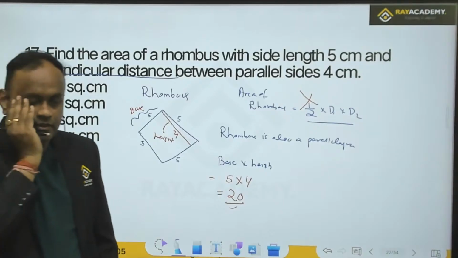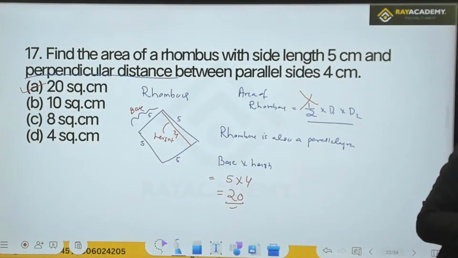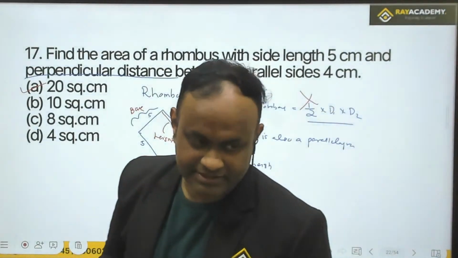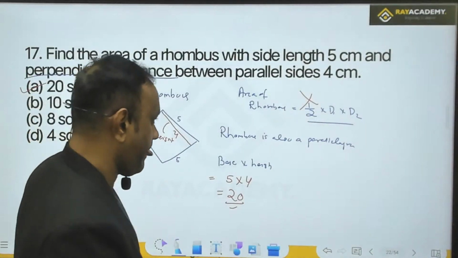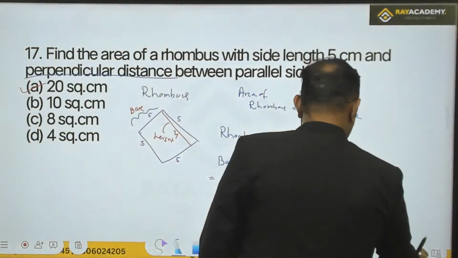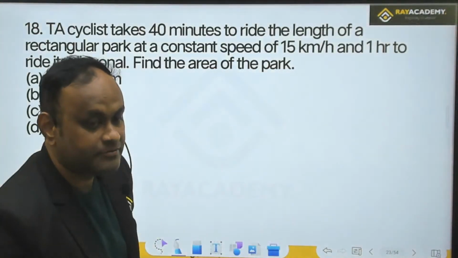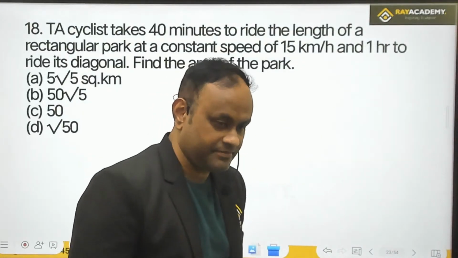What's your background in graduation? BSc, honors physics. Okay, so you must be knowing all these formulas. Which college? Bodogan.